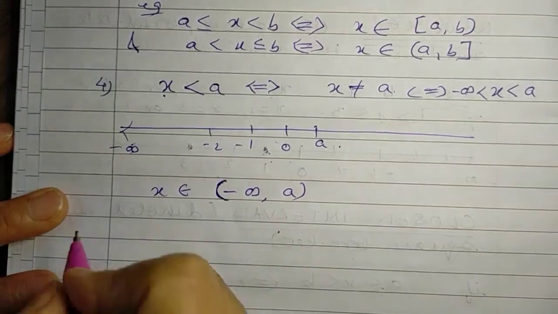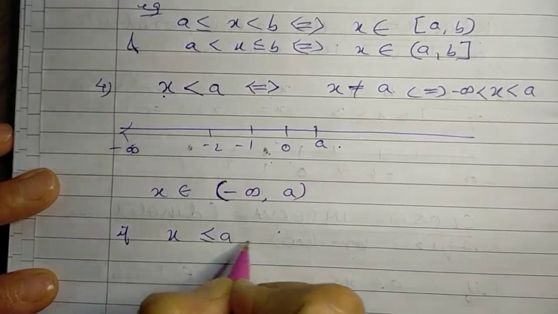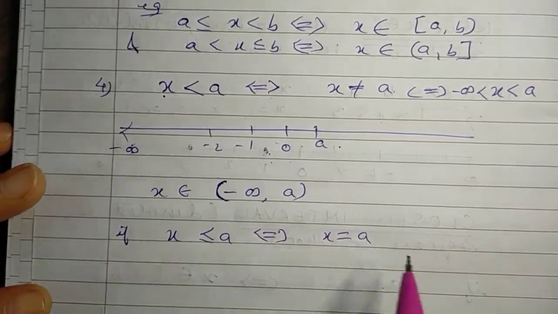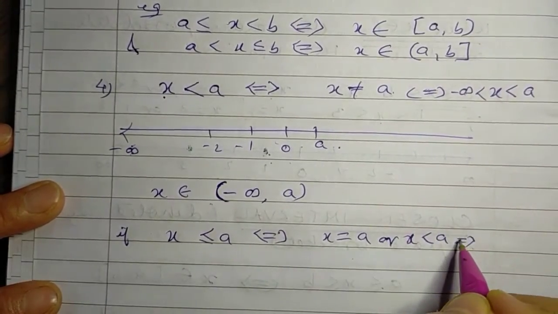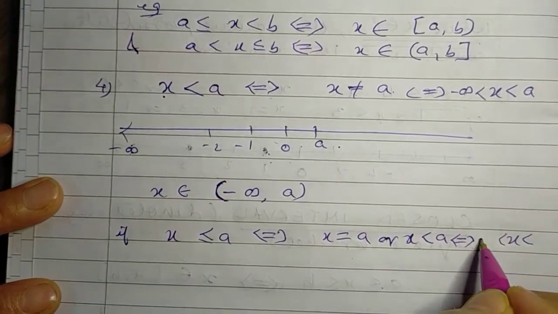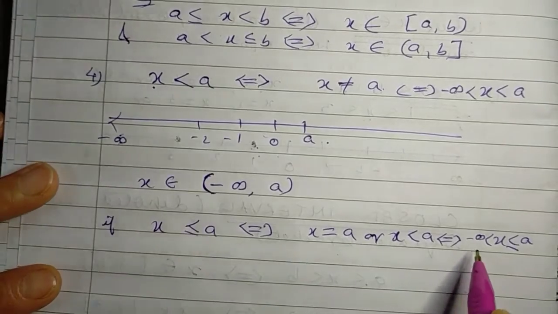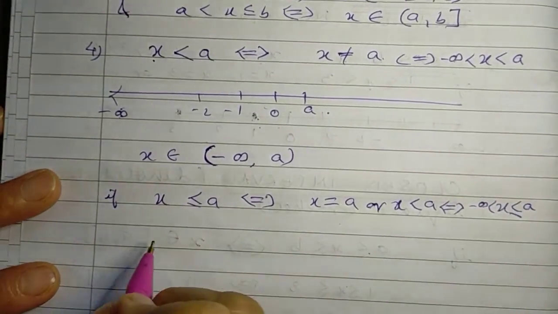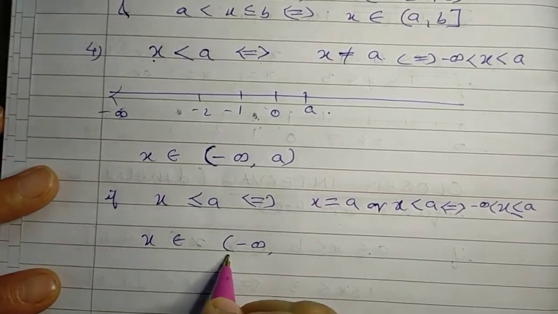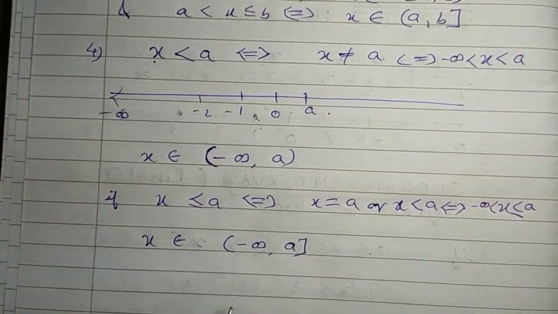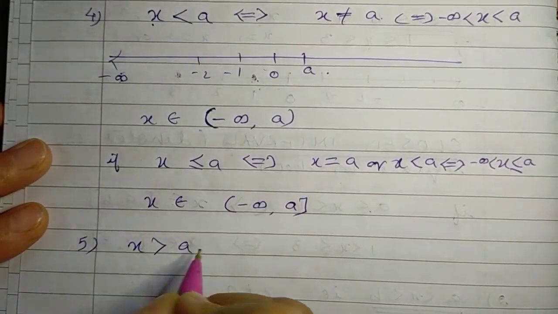We'll never use a slack inequality with a minus infinity, or we can never use a square bracket prior to minus infinity. Whereas another case could be, if x is less than or equal to a, we will have x equal to a, or x is less than a, which implies that x lies between minus infinity and a. Here a would be included, but minus infinity will still not be included, and so we write x belongs to, this will always be preceded with a small bracket, and with a you can have a square bracket.